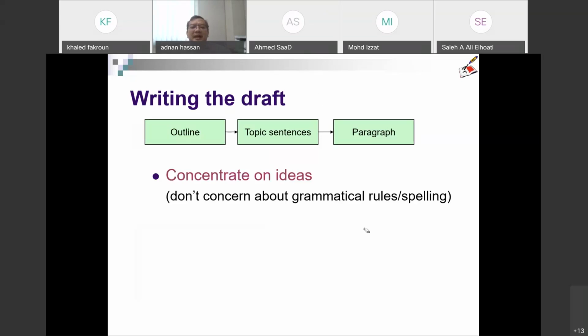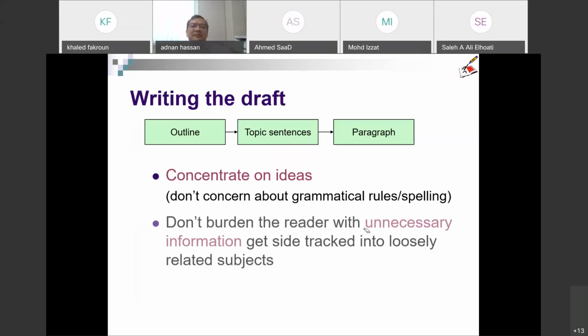So concentrate on ideas. Don't concern yourself with grammatical rules or spelling at the beginning. If you are busy with grammar and spelling, you will not get a focus on your ideas in your writing. Of course, if you are already an expert in writing, you can concern yourself with grammar while you are writing. But this is especially for English as a second language. Focus on the ideas first.